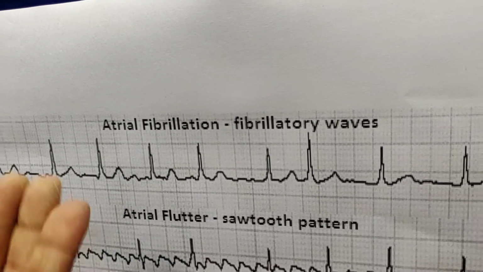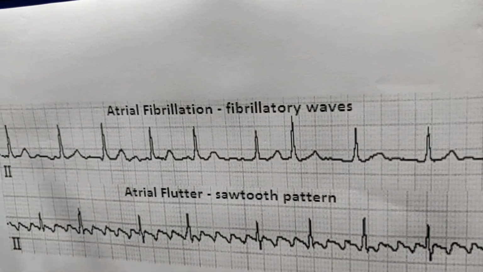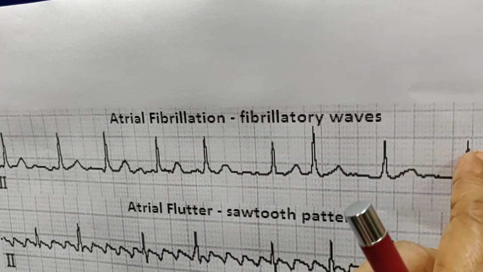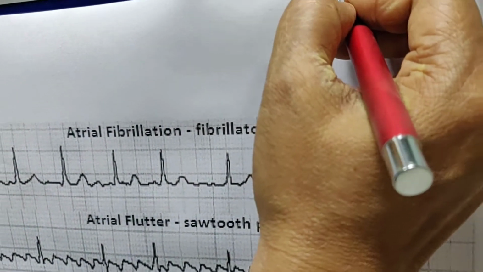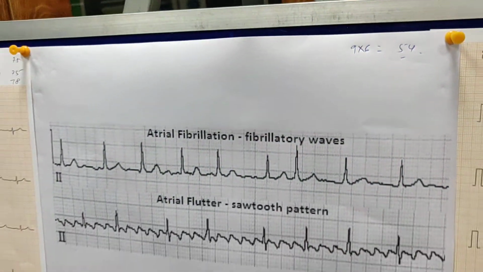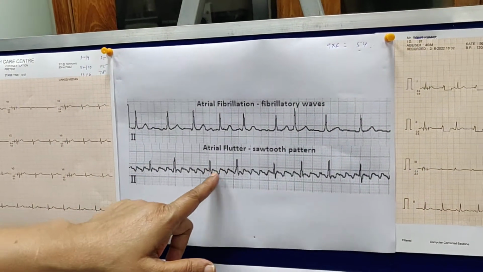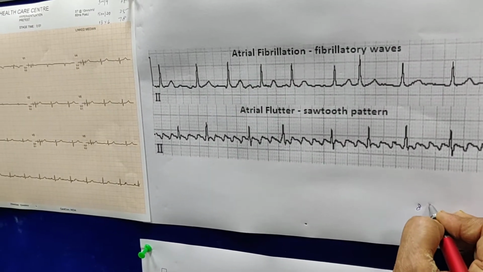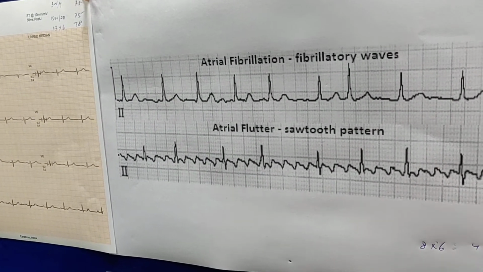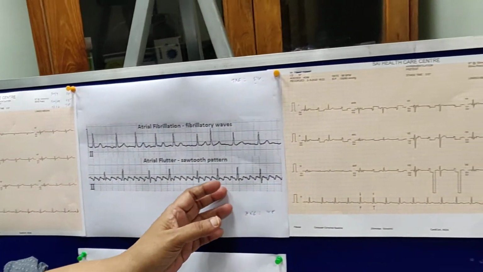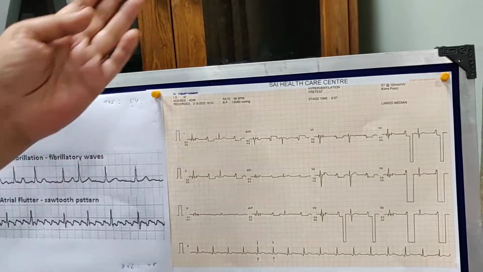So this is varying. So what we'll do, we'll just calculate the RR waves: 1, 2, 3, 4, 5, 6, 7, 8, 9, and we'll say 9 into 6 is equal to 54. So that is a heart rate, right? Similarly, 1, 2, 3, 4, 5, 6, 7, 8. So 8 into 6, 48 is the heart rate. That is the average heart rate, right? And same here also.